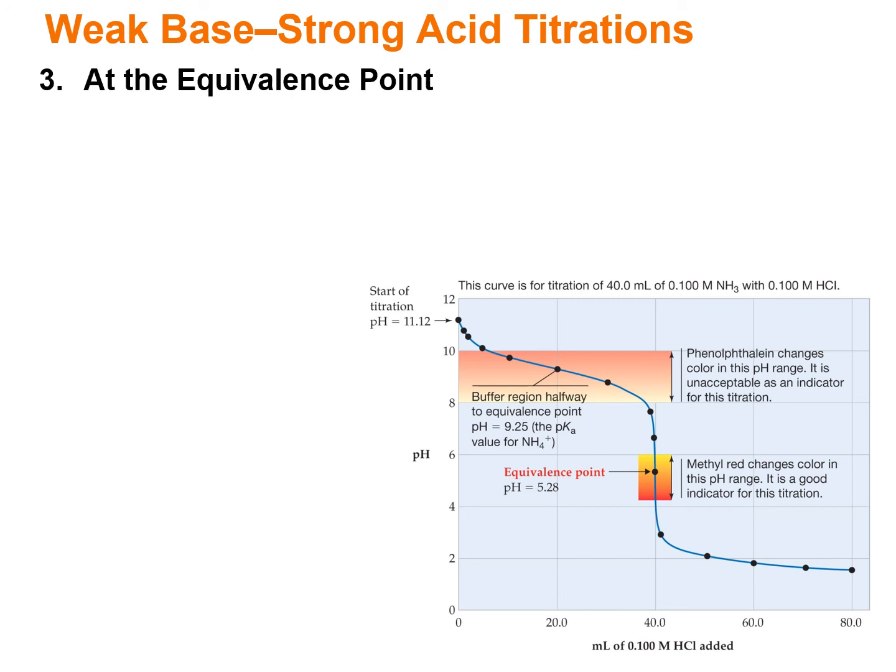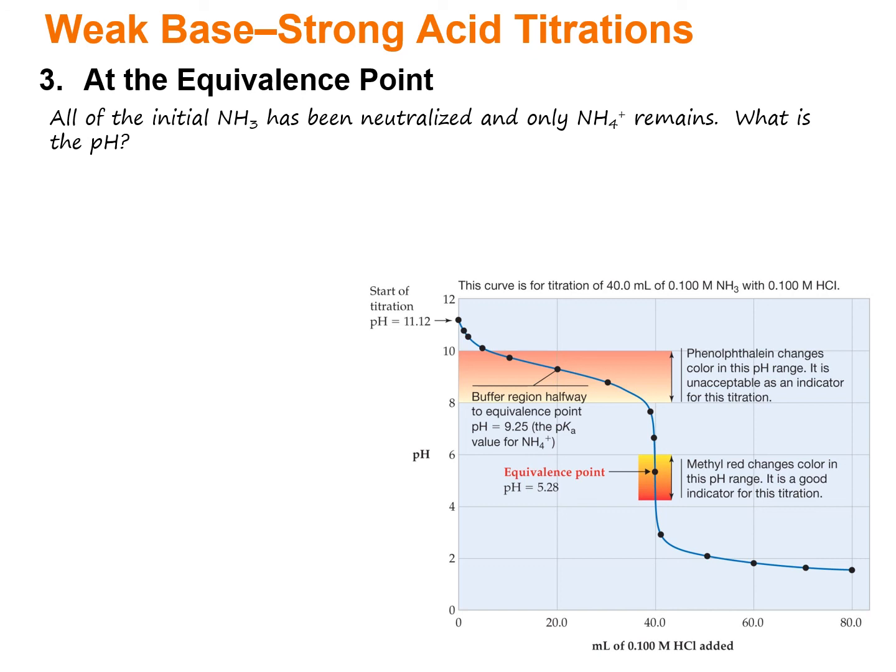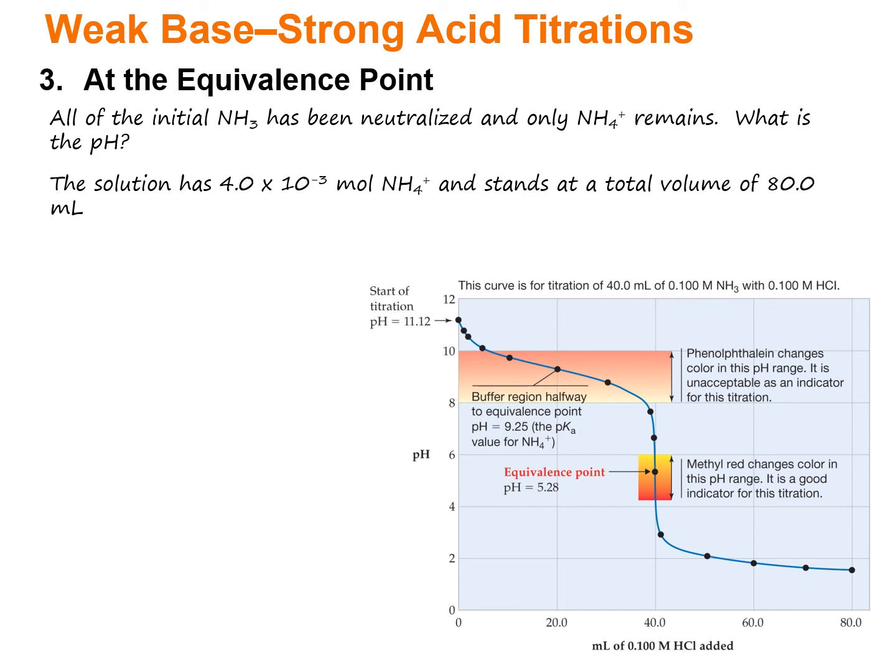So now we're all the way over to the equivalence point, and we want to figure out what the pH will be of this solution. At the equivalence point, we know we've reacted all the initial NH3, and it's been neutralized, and all that remains is ammonium, or the NH4+. So we're trying to figure out what the pH of that solution is.